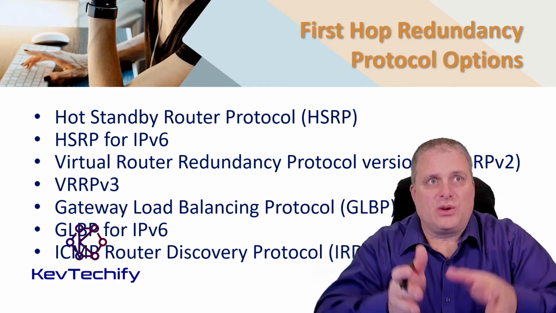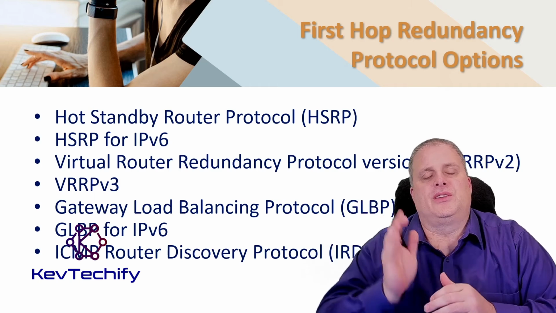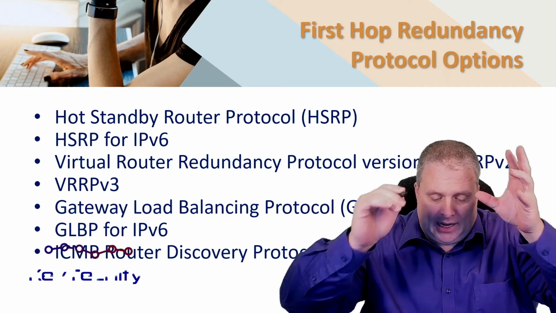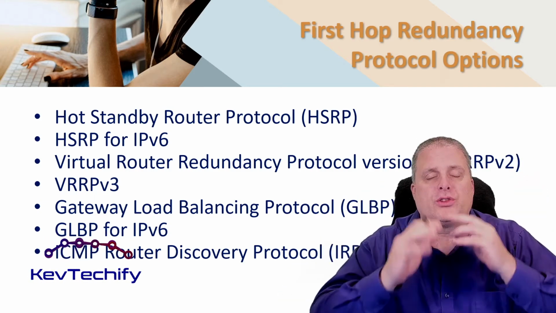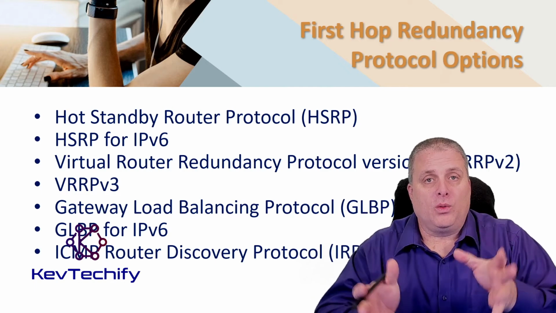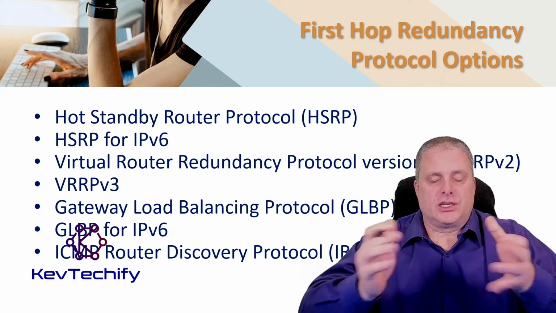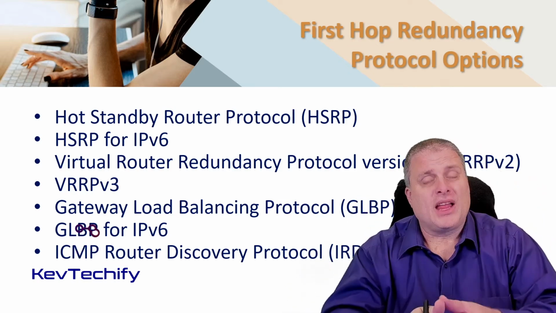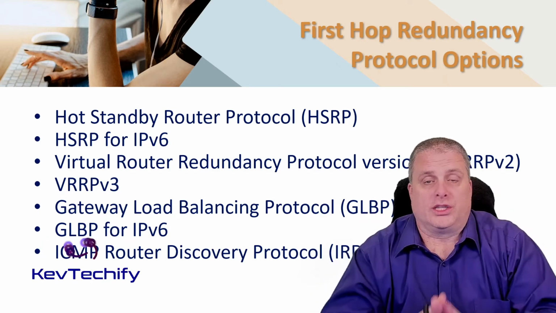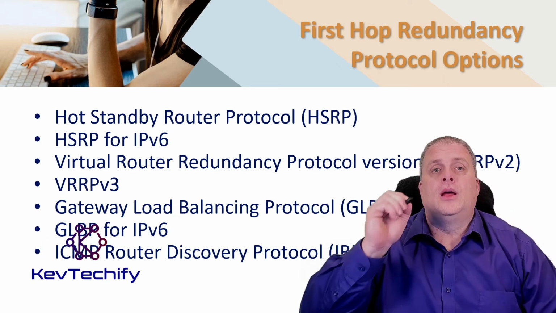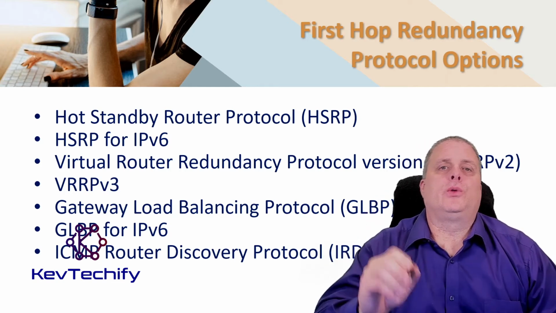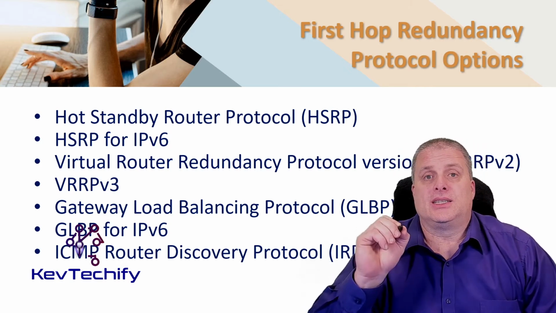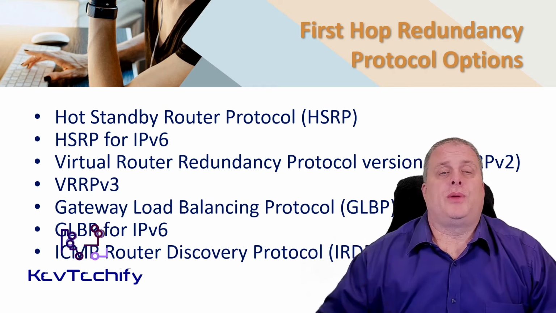HSRP is a Cisco proprietary first hop redundancy protocol. Cisco proprietary. Now, that's a double-edged sword when I say that. If you are an all Cisco shop, you have all Cisco networking devices on your network, this is a great protocol to have. Cisco makes sure that their proprietary protocols are polished, they work great, they have lots of features, and it just works. It's a really good protocol. But because it's Cisco proprietary, it only works with Cisco equipment. So if you're in a mixed environment where you have other routers besides Cisco routers on there, HSRP won't work.